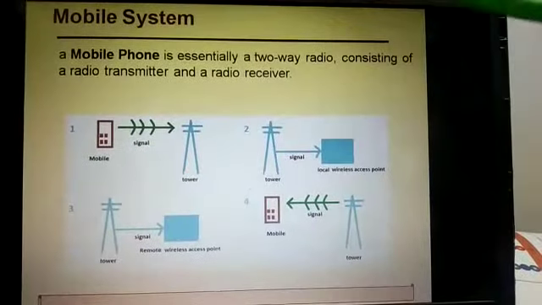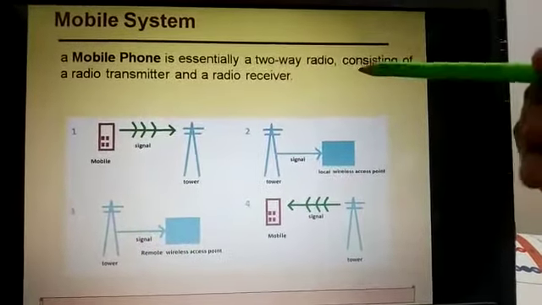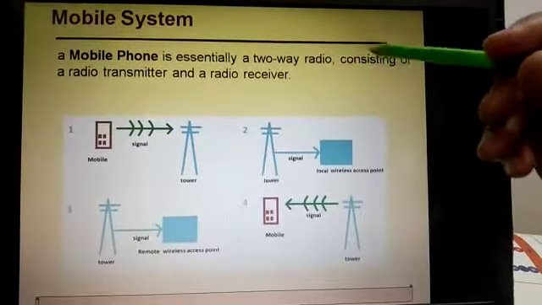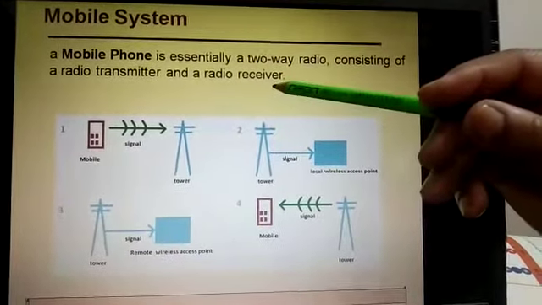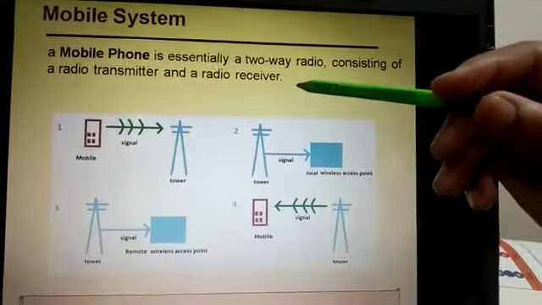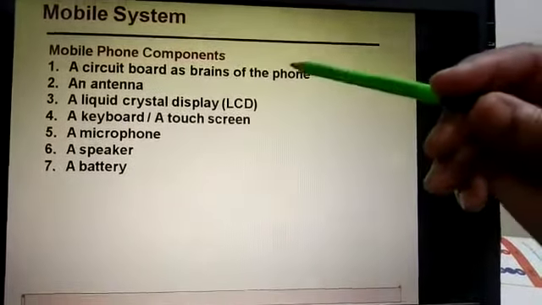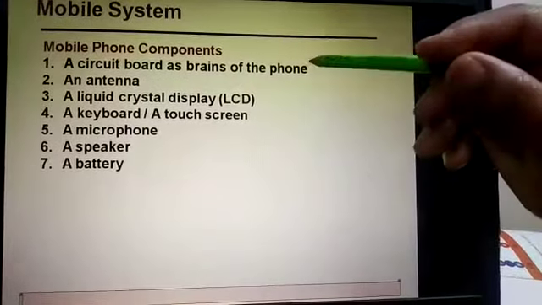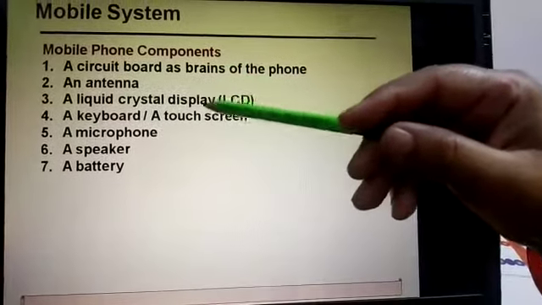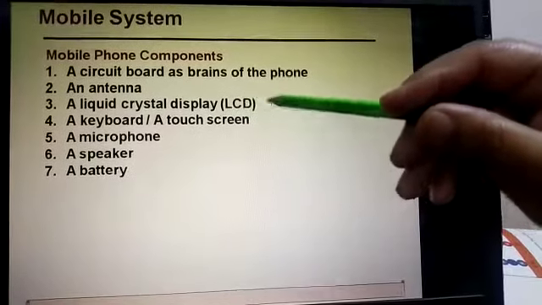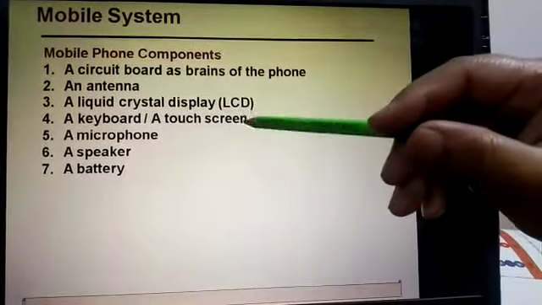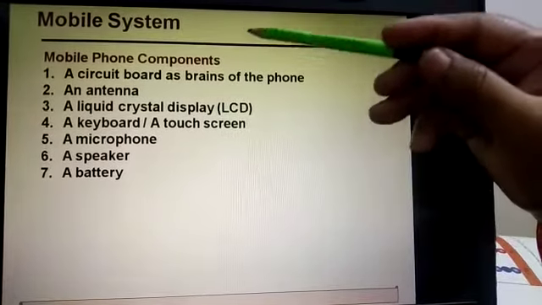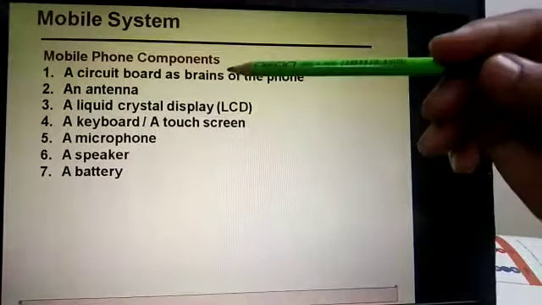Mobile system. Today we will see a mobile system. It essentially has a two-way radio consisting of a radio transmitter and a radio receiver. What are the components of the mobile system? A circuit board, which is called the brain of the phone, an antenna, an LCD, that is the liquid crystal display, a keyboard, a touch screen, a microphone, a speaker, a battery. These are the components of the mobile system.